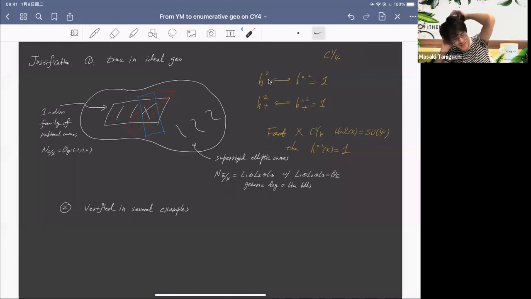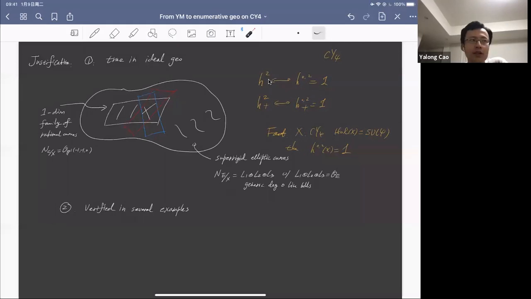I see. So the invariant depends on the choice of metric. No, it does not depend on it. So on four manifolds, this does not depend on the metric. On Calabi-Yau fourfolds, a priori you start with a metric and a complex structure, but in the end you show that this is deformation invariant. So it's invariant under deformation of complex structures.